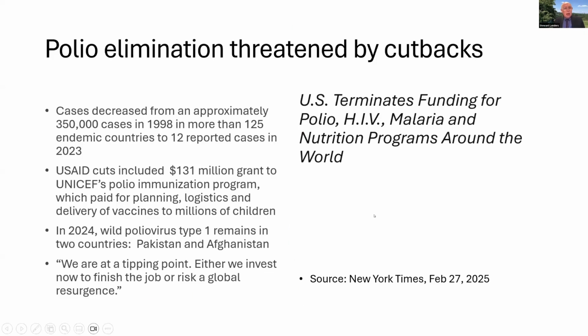Next slide, please. However, polio elimination is threatened by cutbacks. The USAID cuts that we're aware of, the Agency for International Development has been decimated by this administration. It included cuts of $131 million to UNICEF's polio immunization program, which paid for planning, logistics, and delivery of vaccines to millions of children. In 2024, wild poliovirus type 1 remains only in 2 countries, Pakistan and Afghanistan. A quote from a WHO official puts it this way: "We are at a tipping point. Either we invest now to finish the job or risk a global resurgence." Next slide, please.